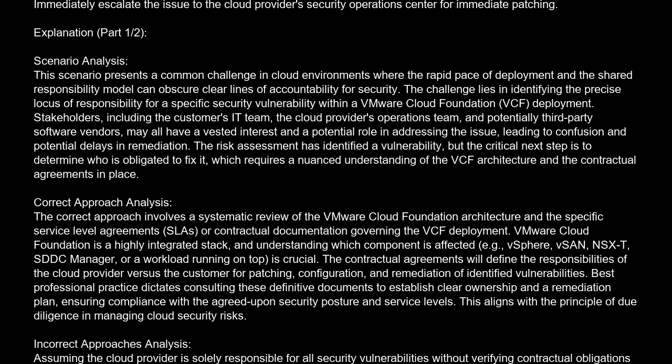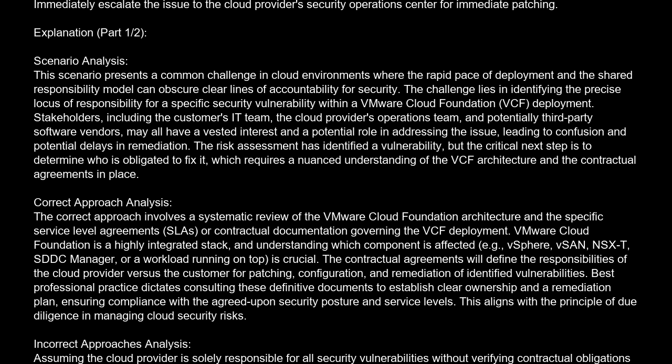shared responsibility model can obscure clear lines of accountability for security. The challenge lies in identifying the precise locus of responsibility for a specific security vulnerability within a VMware Cloud Foundation (VCF) deployment. Stakeholders, including the customer's IT team, the cloud provider's operations team, and potentially third-party software vendors, may all have a vested interest and a potential role in addressing the issue, leading to confusion and potential delays in remediation.